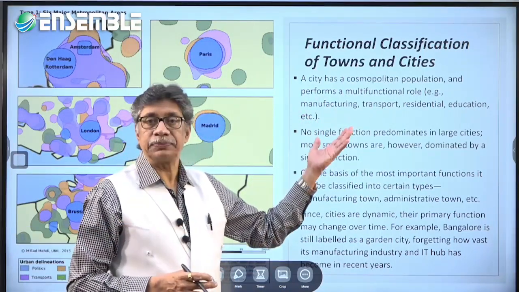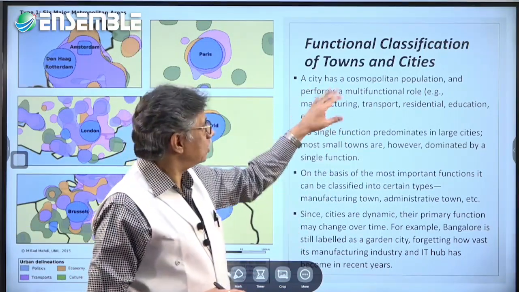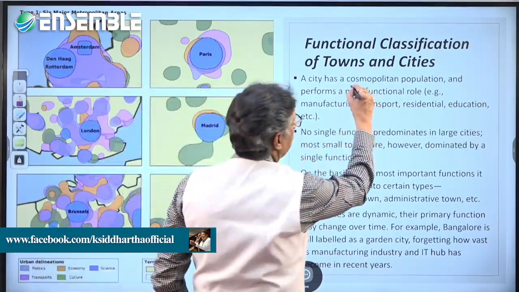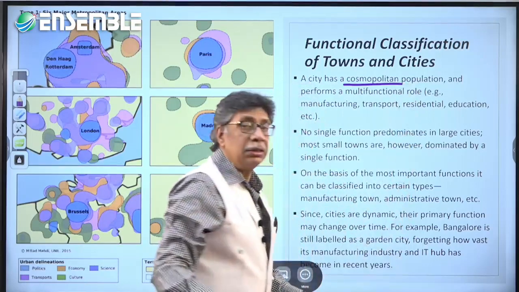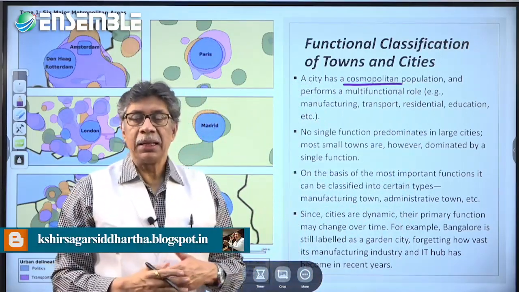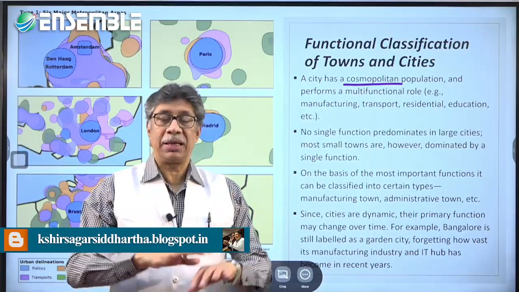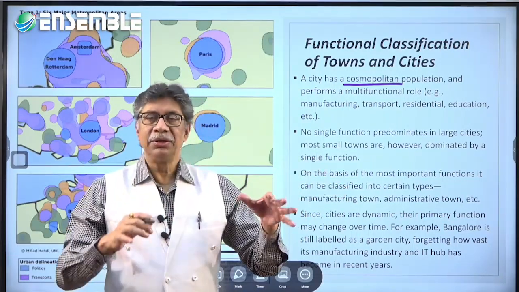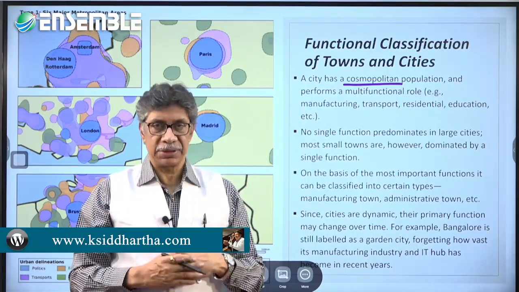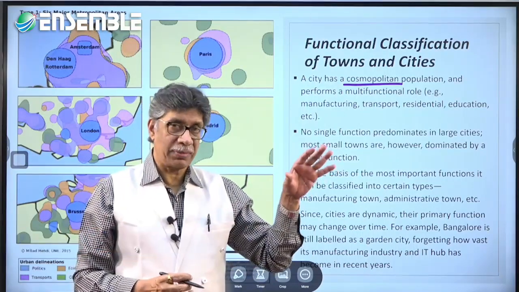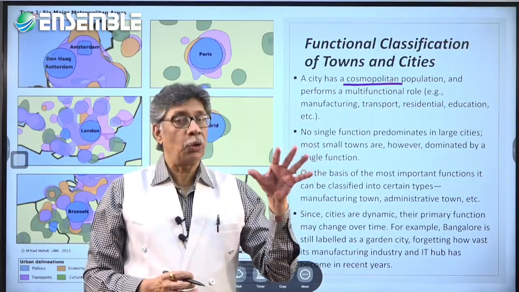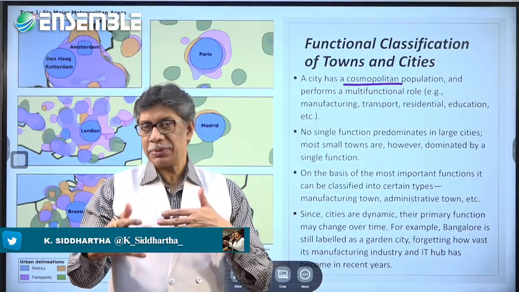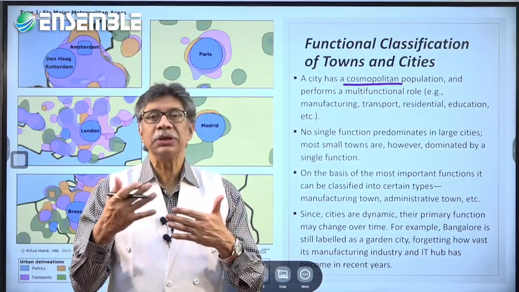Now understand that a city has a cosmopolitan population, and when we talk about a cosmopolitan population, that means the people living in the city are not carried away by the so-called caste, creed, religion of the person. Now all of these words, mind it, are taken in a Western context, not in an Indian context at all. This is largely because the Indian context is not included in your syllabus.